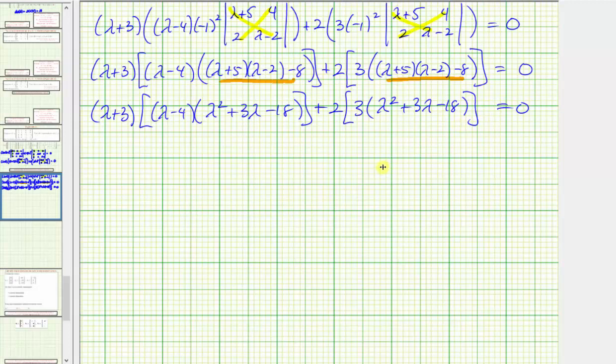Now we're actually going to factor this. Notice how this product and this product contain a common factor of lambda squared plus 3 lambda minus 18. So we're going to go ahead and factor that out. So we'd have lambda squared plus 3 lambda minus 18. Now let's be careful with what's left. If we factor this factor out of this product, we would have the quantity lambda plus 3 times the quantity lambda minus 4, and then we'd have plus, if we factor this trinomial out of this product, notice how we have 2 times 3 left.